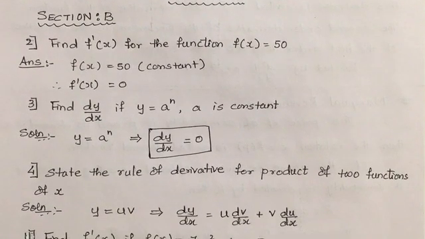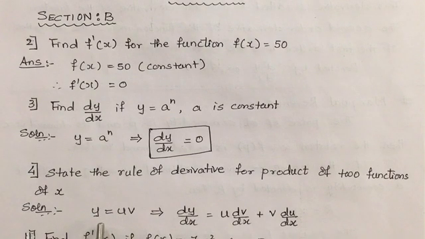Question number 4 is, state the rule of derivative for product of two functions of x. So here we have to take up the multiplication rule, that is rule number 2. y is equal to uv, so dy by dx we have to take alternately, u dv by dx plus v du by dx.